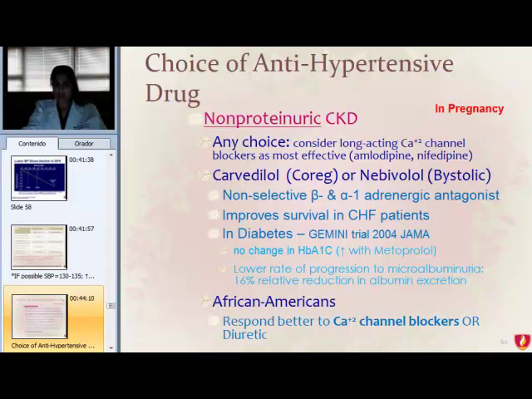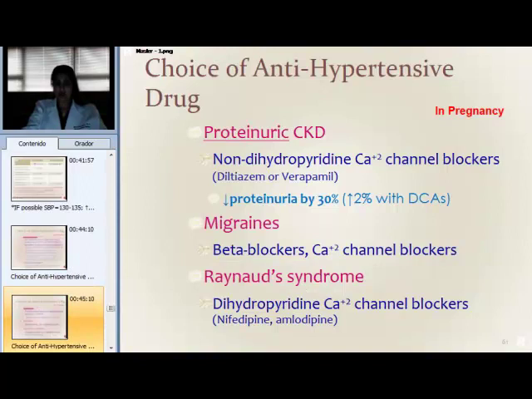And we can kill two birds with one stone with a smart choice of an antihypertensive drug. So in patients with non-proteinuric chronic kidney disease, you can really choose any antihypertensive. The long-acting calcium channel blockers like amlodipine and nifedipine have been shown to be most effective. If you want to use beta blockers, you should prefer carvedilol or nebivolol. These are the non-selective beta and alpha-1 adrenergic antagonists, because they have been shown to improve survival in patients with heart disease, and they do not affect blood glucose control in women with diabetes. They have also been shown to slow the rate of progression to microalbuminuria. African Americans, however, do not respond very well to beta blockers, and so in them, the first drug of choice probably should be calcium channel blockers.